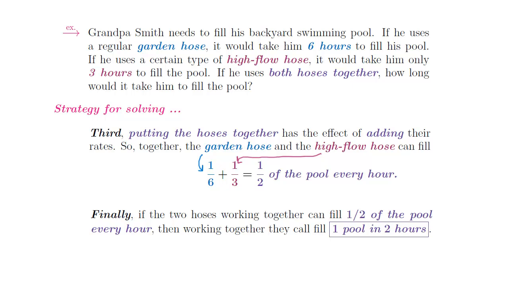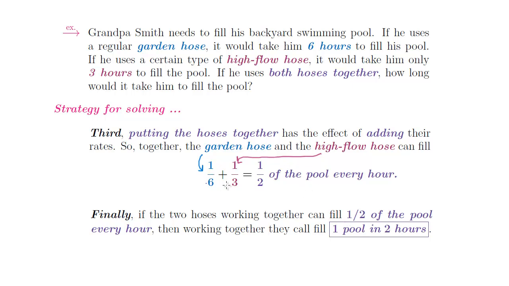So pulling all of this information together, if the two hoses were working together to fill the pool, they would be able to fill half of the pool every hour. Does that make sense? They could fill half the pool every hour when they both were turned on, working at their individual rates. So if half the pool gets filled every hour, then the whole pool would get filled in 2 hours. Thus, we've solved our problem. If Grandpa uses both hoses together, it would take him 2 hours to fill the pool.